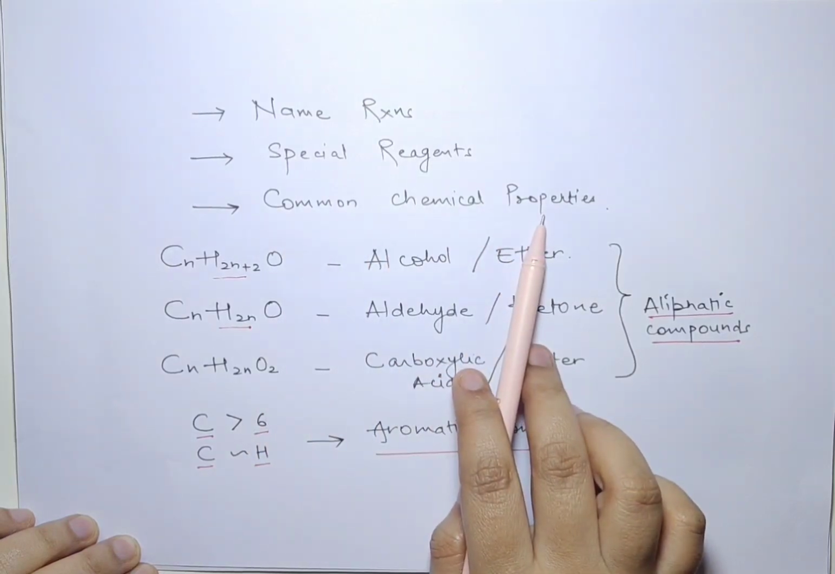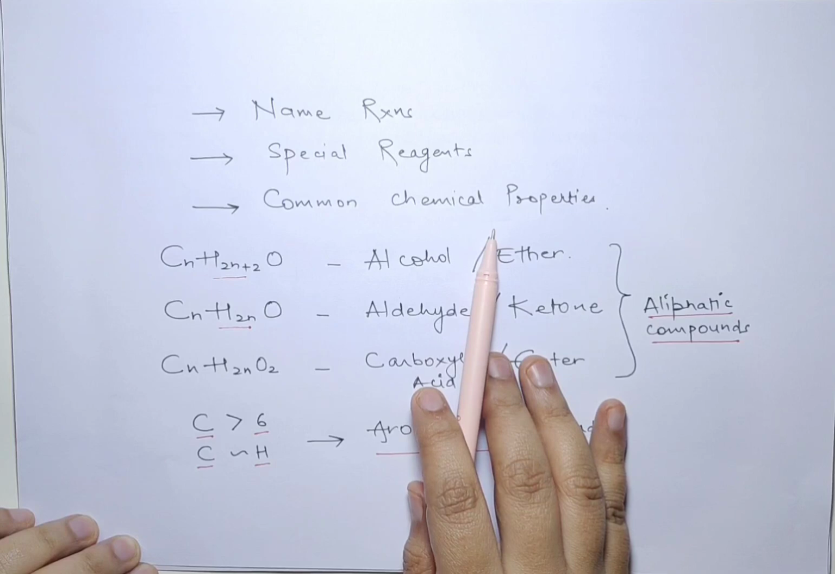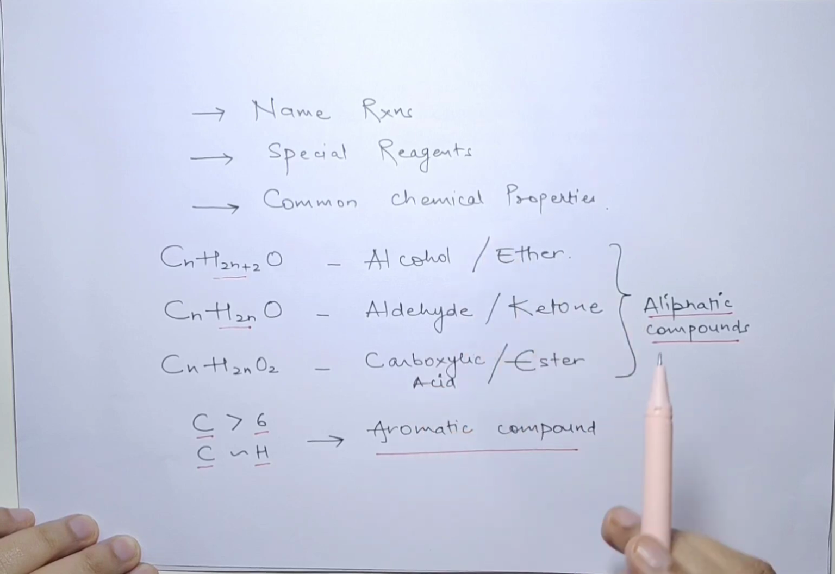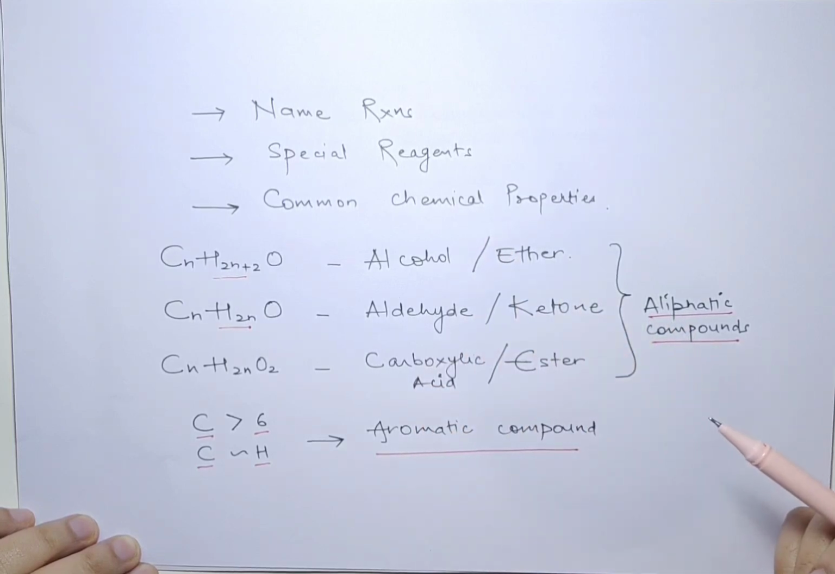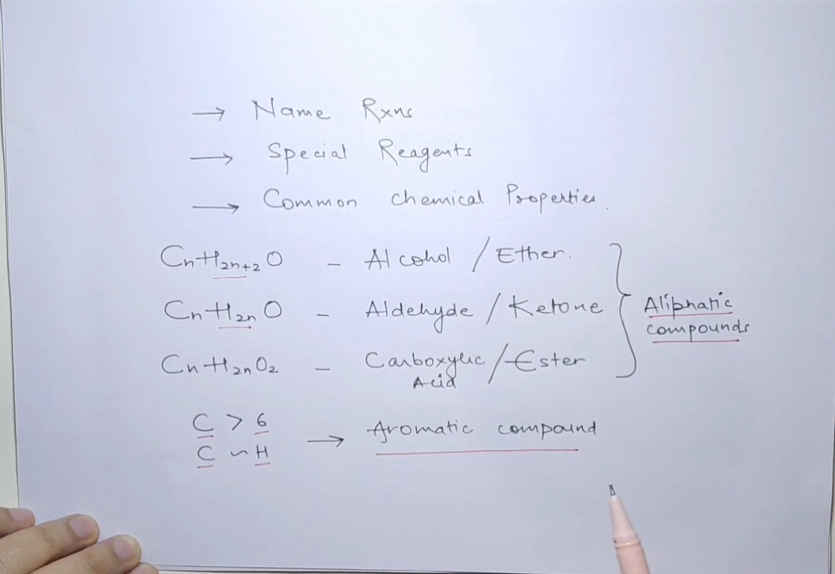Common chemical properties. If you have read your chapters nicely, then you're already aware of the common chemical properties of the organic compounds that we have in our syllabus. For example, your carbonyl compounds, they react with ammonia derivatives, right? 2,4-DNP, for example. So these kind of common chemical properties you should be aware about. Apart from that, what also really helps is knowing your chemical formulas.